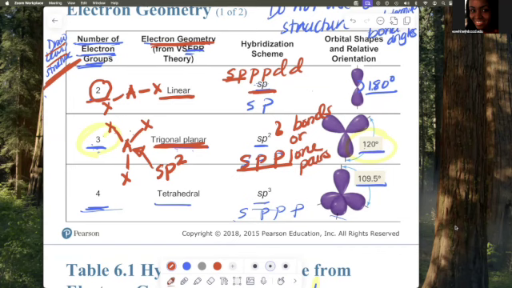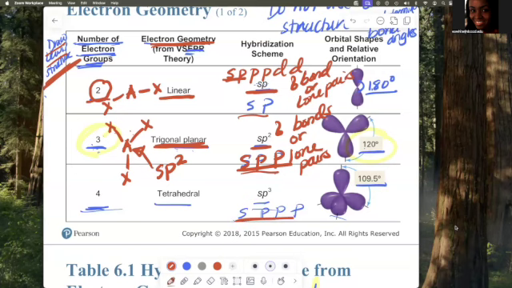Only the pi bonds are created in the unhybridized p orbitals. So if you're dealing with a hybrid orbital, we're either dealing with sigma bonds or lone pairs, okay? So here we are assuming they're all bonds. They can be either bonds or lone pairs.